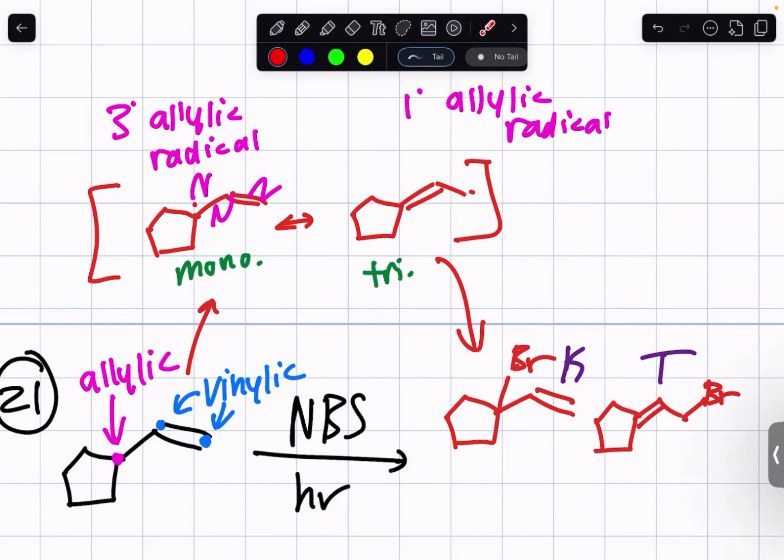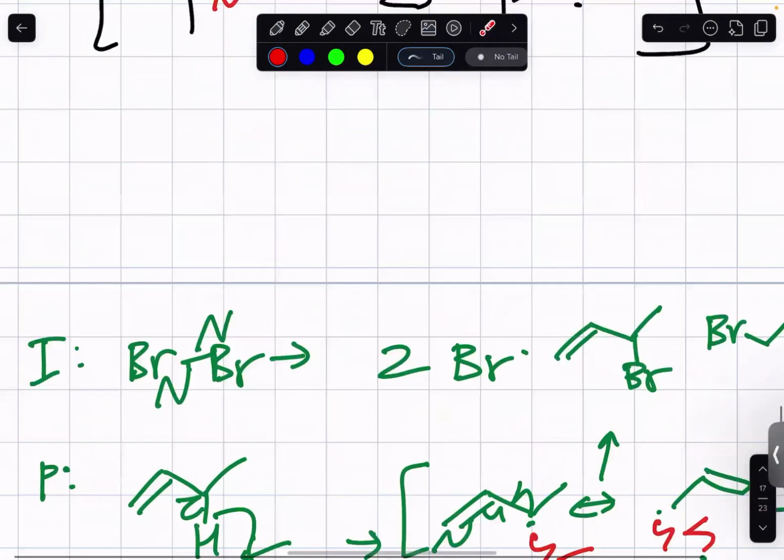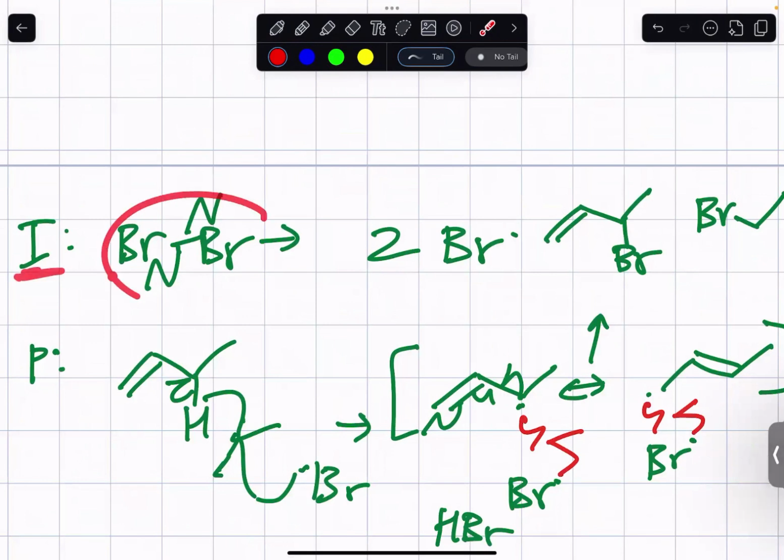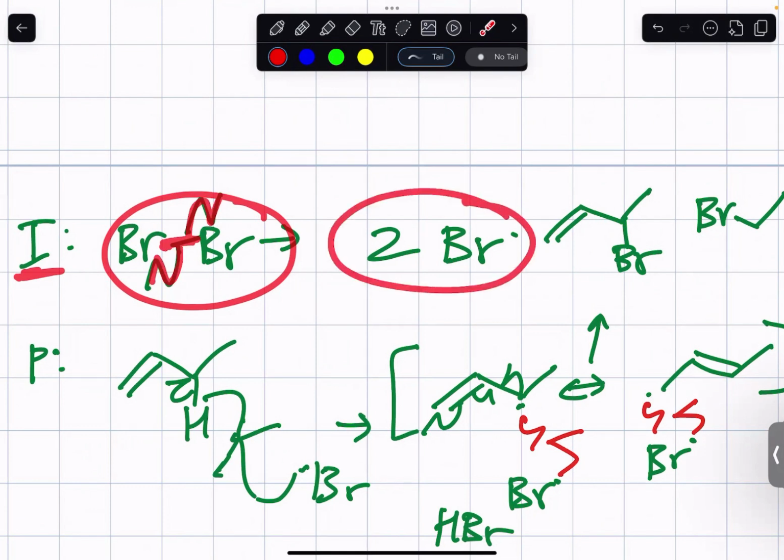Oh, how did we get the radicals at the allylic position right here? Like at this position? Yes, okay. So the initiation step from Br2, this is the bond between Br and Br. Those two electrons right there will homolytically cleave. So one electron of that bond is going to go to that one bromine. The other electron of that bond is going to go to the other bromine, giving us two bromine radicals.